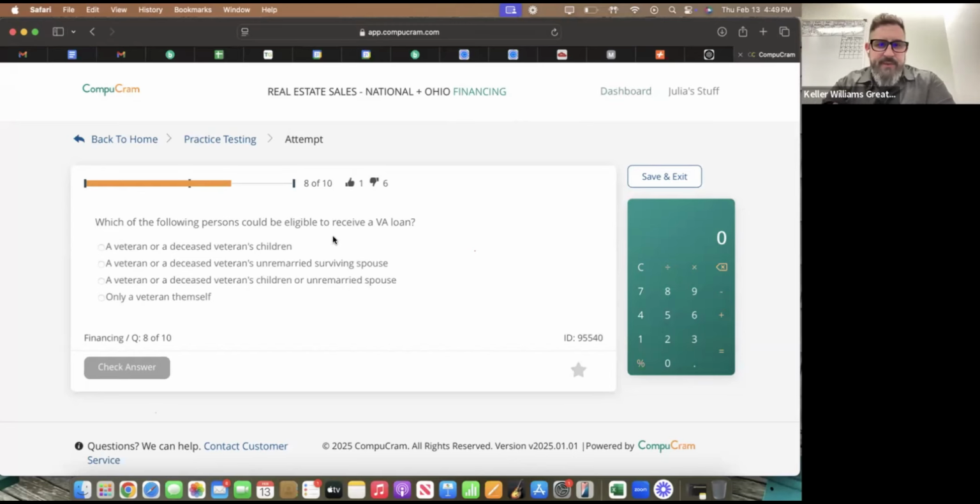All right, next question. Which of the following persons could be eligible to receive a VA loan? A, a veteran or deceased veteran's child. B, a veteran or deceased veteran's unremarried surviving spouse. C, a veteran or a deceased veteran's child or unremarried spouse. Or D, only a veteran themselves. Ooh, tricky one. What do you guys think?